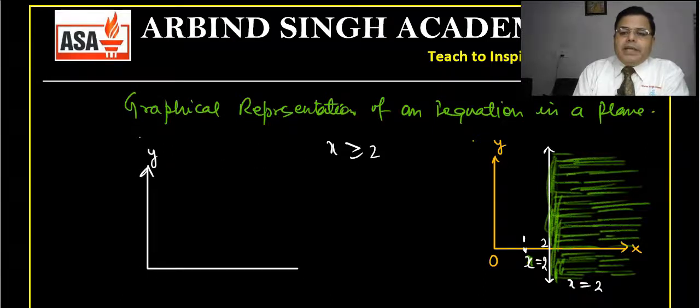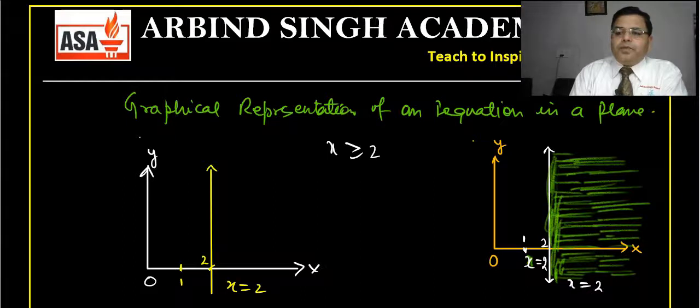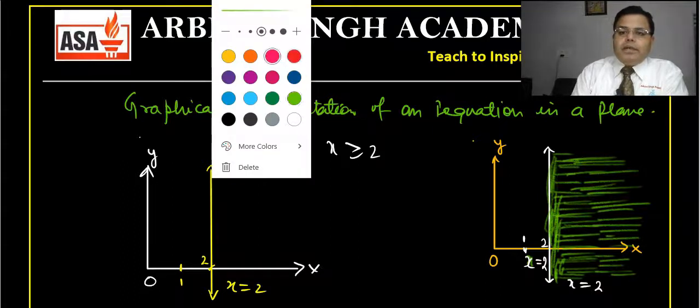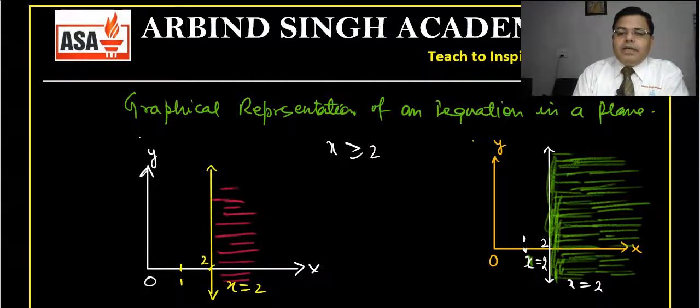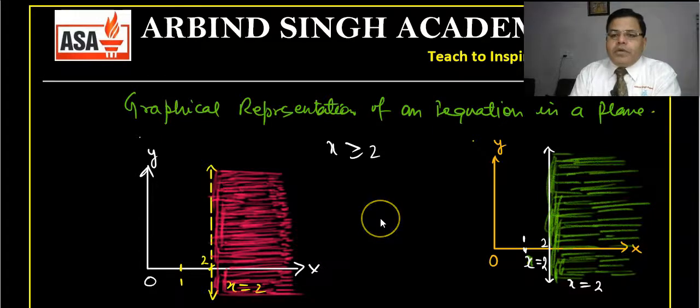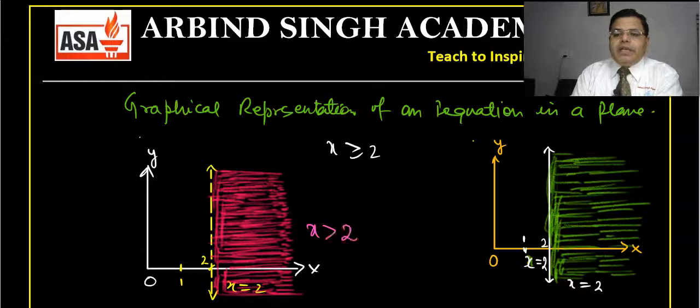So this is y, this one is x, and this one is the origin. You can plot the graph of x equal to 2 like this, because this is 1 and this is 2. This line is x equal to 2. But since x is greater than 2, this region will be there, but 2 is not included. So you should draw a broken line, because the values on this line are not included. That will be the representation of the graph where x is greater than 2, and the earlier one is the graph where x is greater than or equal to 2.